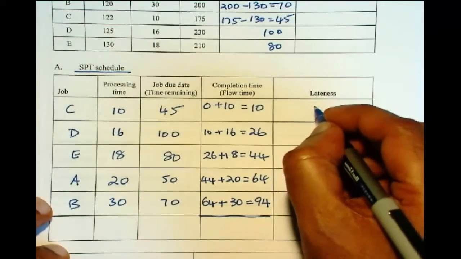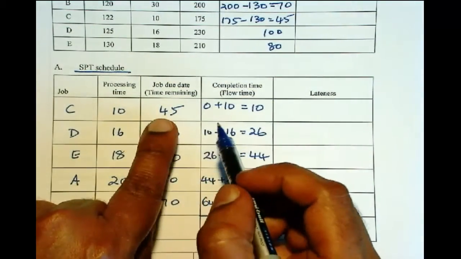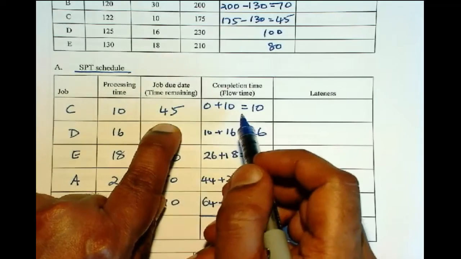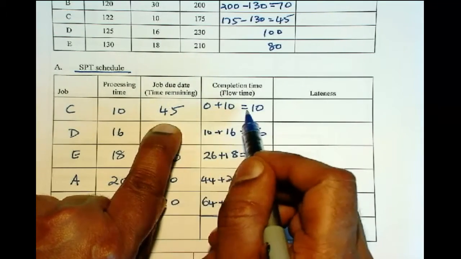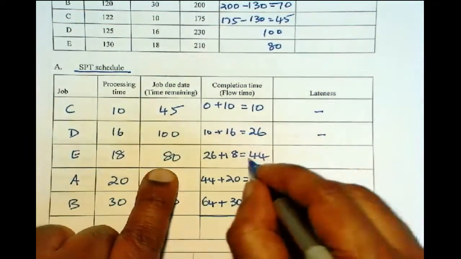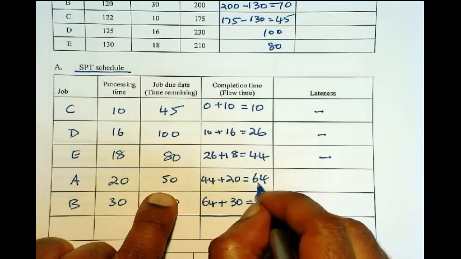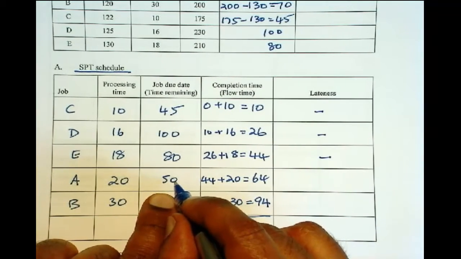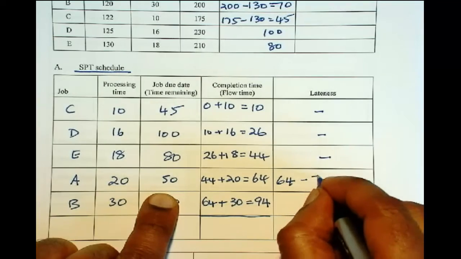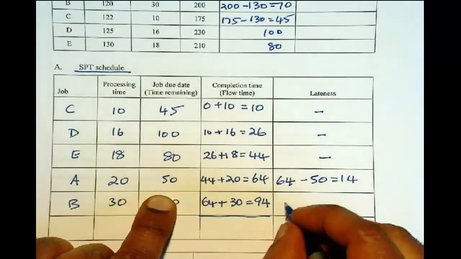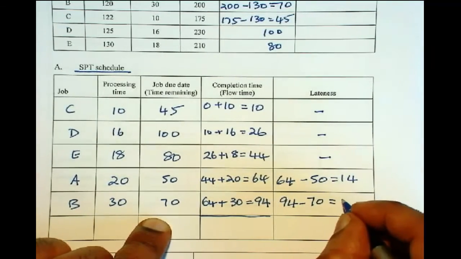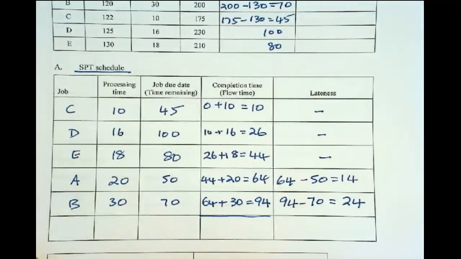And then we have lateness. Lateness is where you compare your completion time with the time remaining, the job due date. We are completing job C ahead of the due date, so there is no lateness here. There is no lateness here as well. There's no lateness here. But here there is lateness. The job is due in 50 days. We will be completing it in 64 days. So 64 minus 50 is 14. And here again we are completing on day 94. The job is due on day 70. So 24.